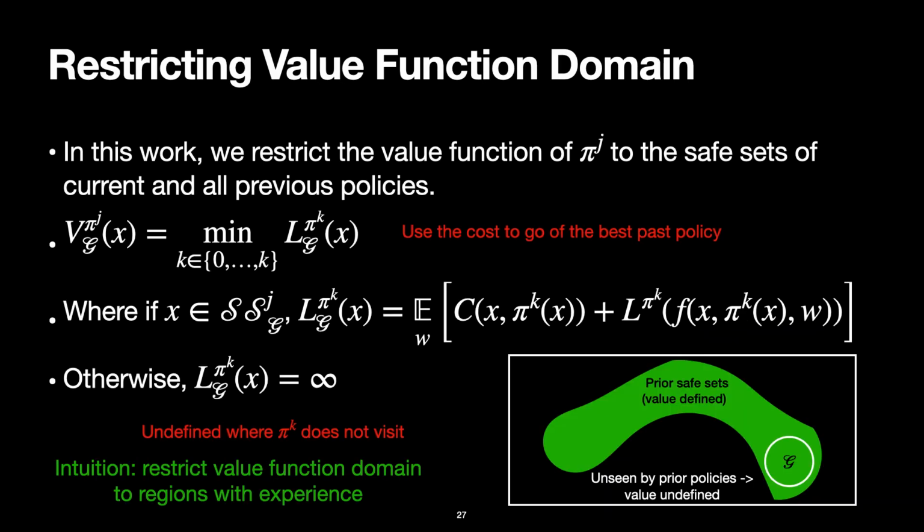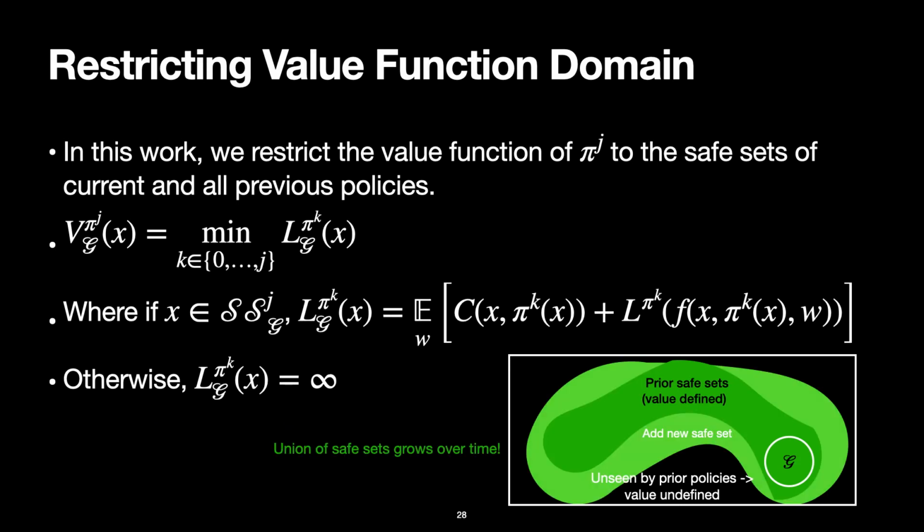In this work, we restrict the value function v of pi superscript j to the safe sets of all prior policies. That is, we let it be defined on states from which we have a policy that can maintain safety and task completion. We take a minimum over all prior policies' expected cost to go, as we can always choose which old policy we want to use. If the state doesn't fall in the safe set for a particular policy, then we let the cost to go be undefined for that policy.